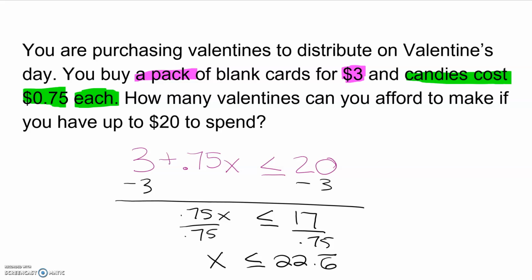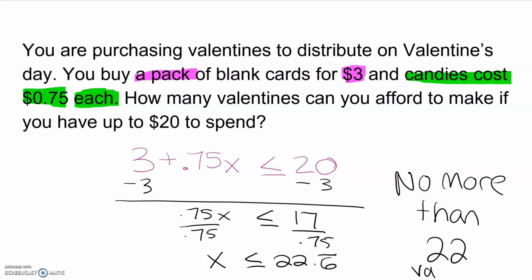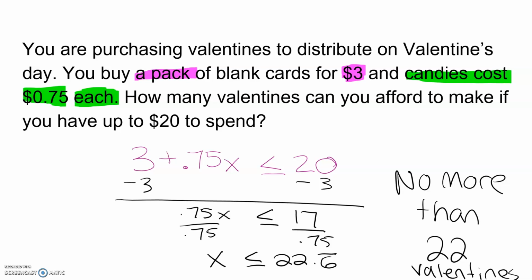The important thing with inequalities: what does this mean? Do I have enough stuff to make 23 Valentines? No, I'm really close, but I don't. So if x has to be less than or equal to 22.6 repeating, I can make no more than 22 Valentines. That's what's really important: I wouldn't give someone a partial Valentine. And even though this would round up to 23, with inequalities I have to pick a number that follows my solution, and my solution is any number less than or equal to 22.6 repeating.